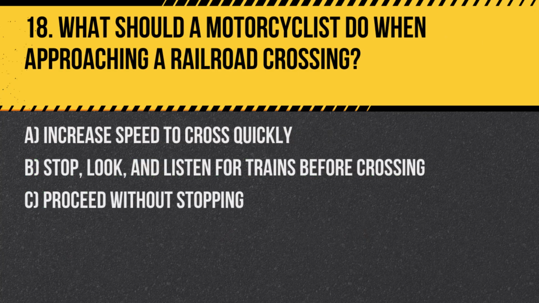Question 18. What should a motorcyclist do when approaching a railroad crossing? A. Increase speed to cross quickly. B. Stop, look, and listen for trains before crossing. C. Proceed without stopping. Answer: B. Stop, look, and listen for trains before crossing. This ensures safety when crossing potentially dangerous tracks.